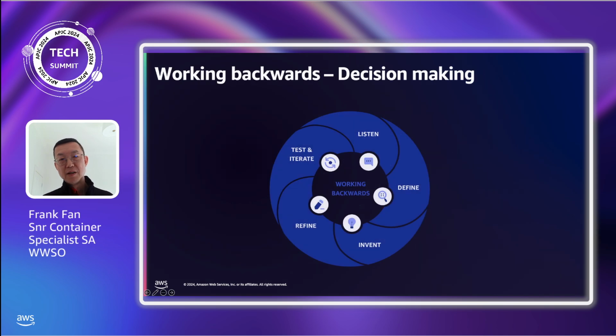Working backwards is Amazon's process of discovery and invention that delivers customer delight. It can also be used for architecture decision making. There are 5 stages here.